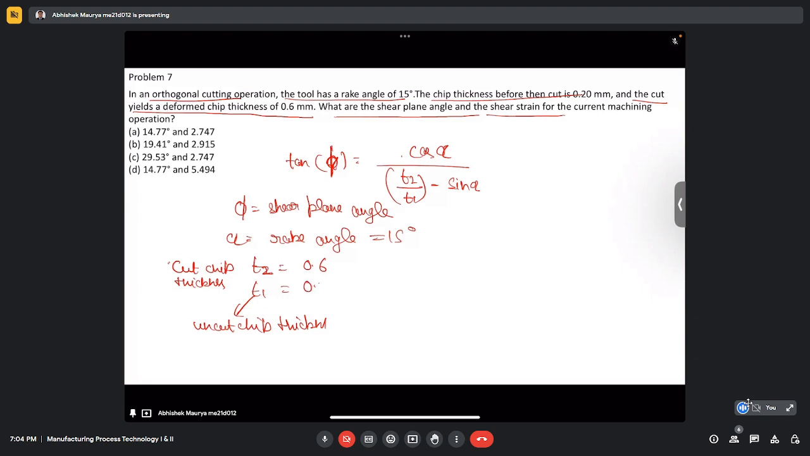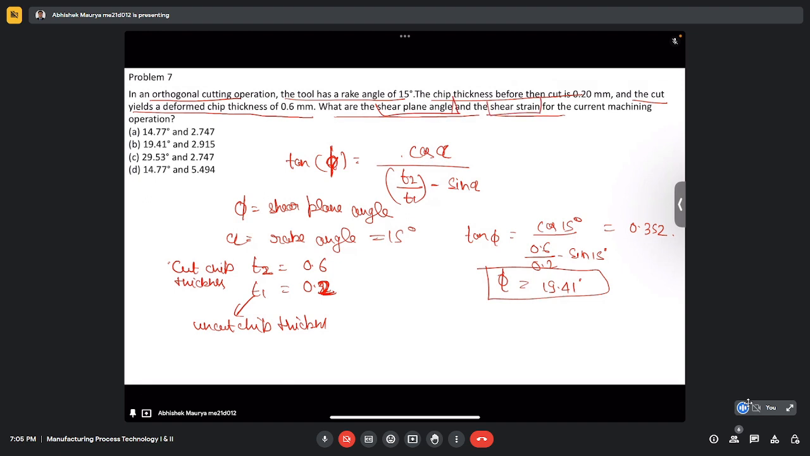So it is given 0.2. Okay, and now if you substitute everything in this formula, what we will get? Tan phi is equal to cos 15 degree divided by 0.6 by 0.2 minus sin 15 degree. It comes out to 0.352, and we calculate phi equal to 19.41 degrees. This is the shear plane angle.